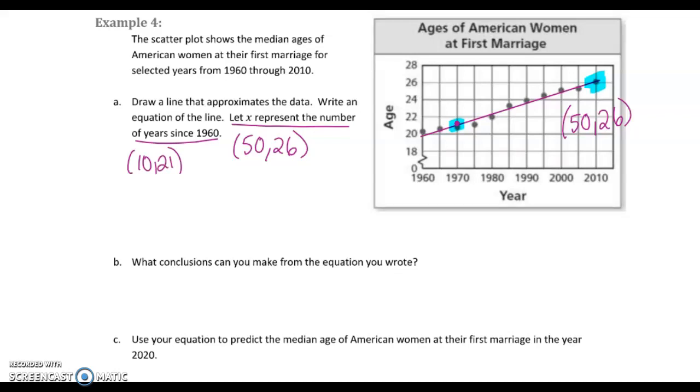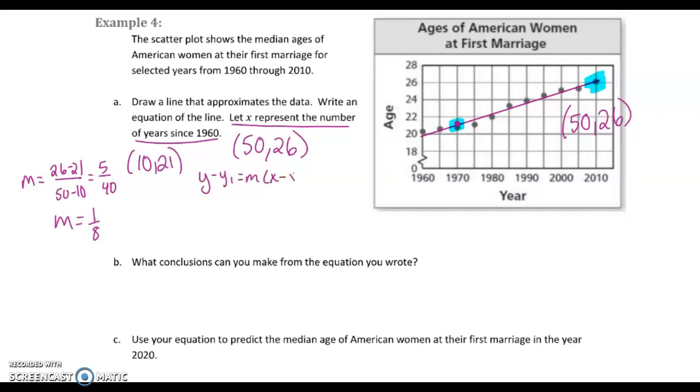So now to write the equation of a line, we've been doing this for a while. So we can first find the slope. y2 minus y1 over x2 minus x1. Oh, sorry, I wrote that wrong. 50 minus 10, there we go. So I get 5 over 40, which is 1/8. So there's my slope. So now remember, you can use point slope form or y equals mx plus b.